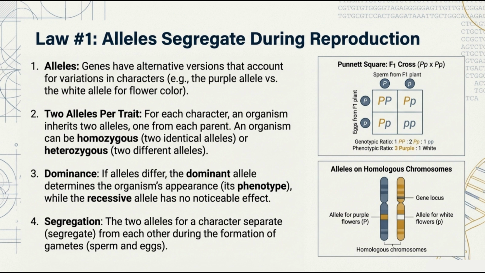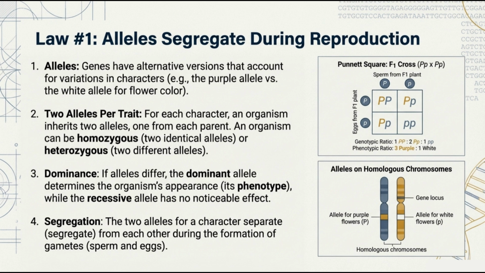And this law really explains the inheritance of a single trait. Okay, so to get this, Mendel gave us 4 foundational concepts. First up, genes have alternative versions, and we call those alleles. That's what accounts for all the variations we see, like the purple allele versus the white allele for flower color in his peas. Got it. Second, every organism gets 2 alleles for each trait, one from each parent. Right. And we have specific terms for that. If you inherit 2 identical alleles, you're homozygous for that trait. If you get 2 different ones, you're heterozygous.